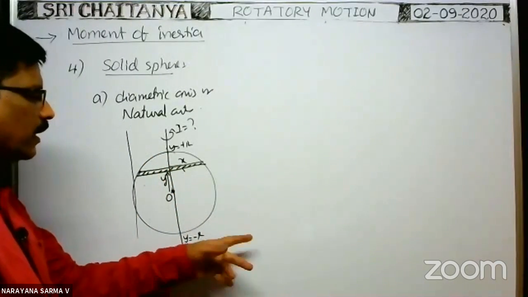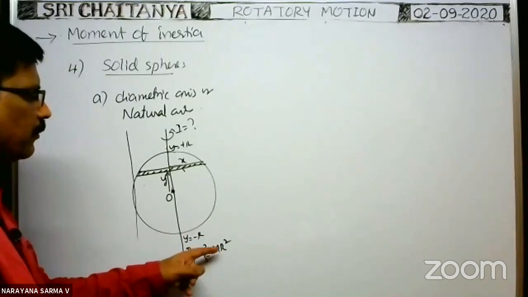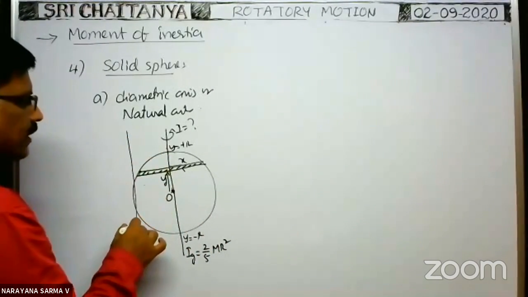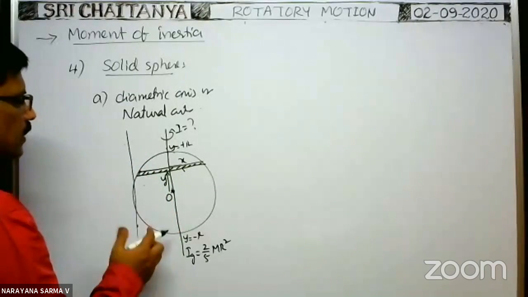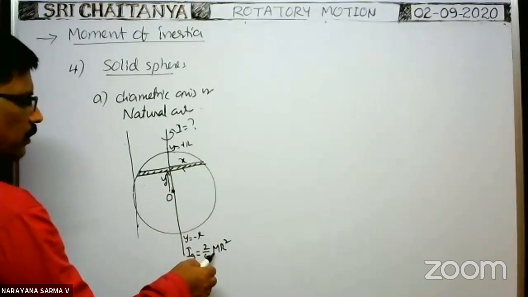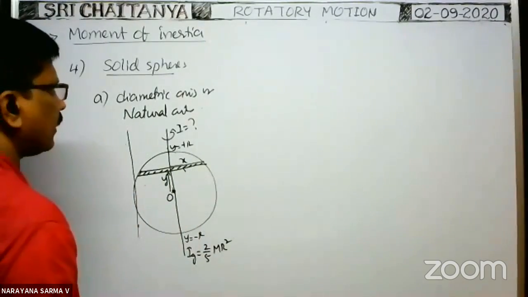That is equal to mk square. K is equal to root 2/5 into r. About this tangential axis, what is the moment of inertia? I is equal to Iz plus m into capital R square, that is, this one plus mr square. You simplify them, you will get the answer.